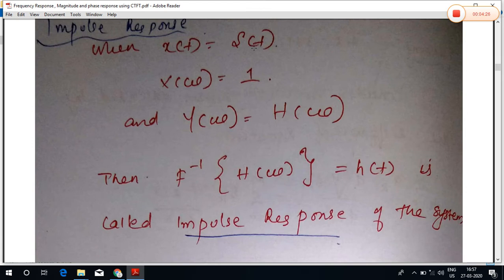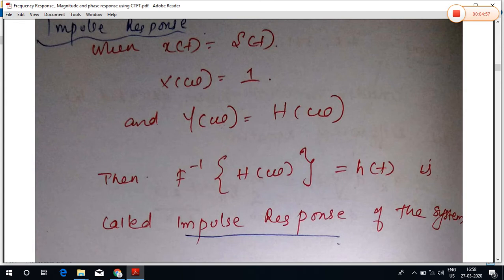So if you are giving the input to the system as delta of t, what you get at the output is represented by x of omega. That is, the output, if you are applying an impulse function, is x of omega. You know that the CTFT of delta of t is 1. So that is what is being seen here, and y of omega will be of the form h of omega, because we know that h of omega is equal to y of omega by x of omega. X of omega is equal to 1, hence h of omega will be equal to y of omega.